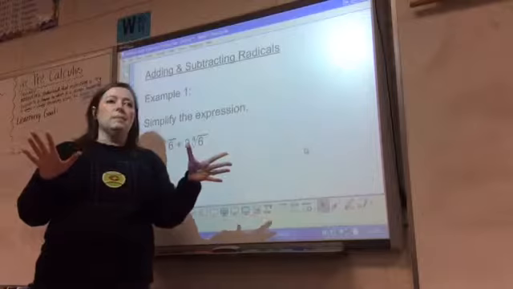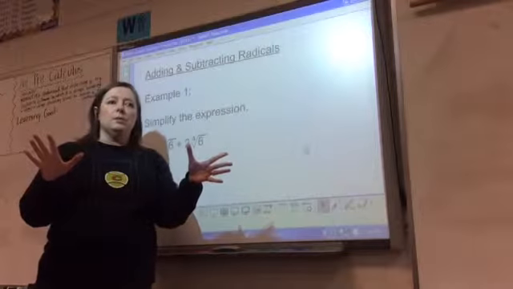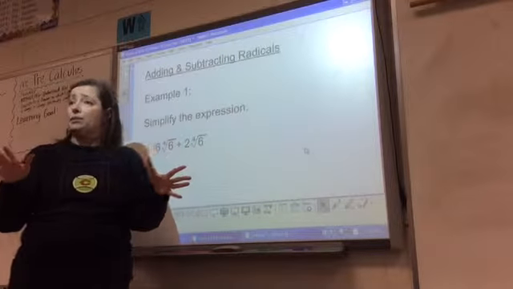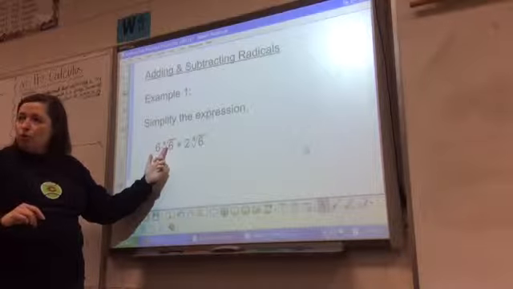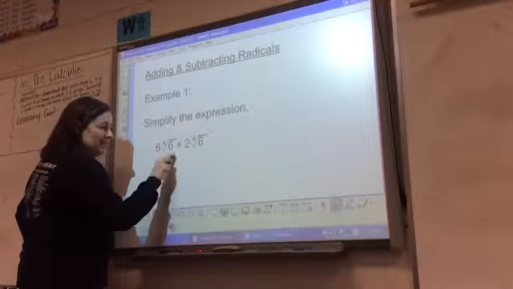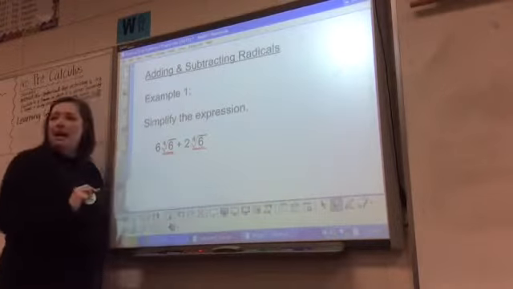All right, we're doing adding and subtracting today. Here's the only rule that you've got to worry about with adding and subtracting these radicals. The radical part has to match. In other words, this has to match before you can add or subtract.